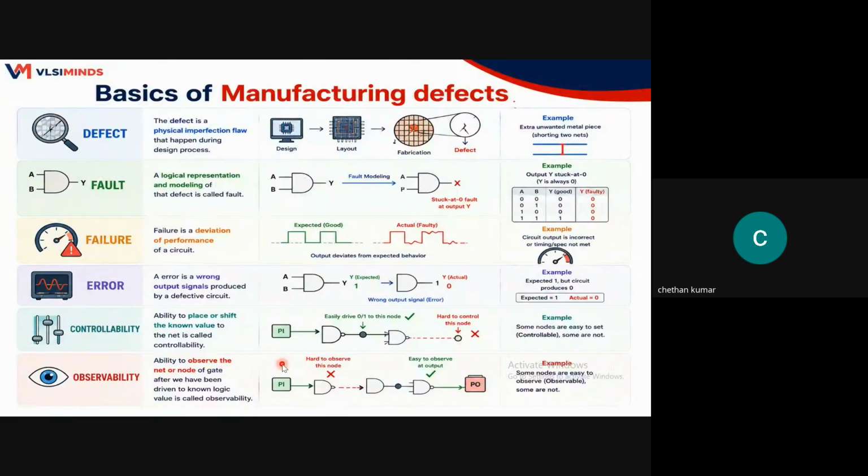DFT means each and every node or net in the design should be controllable. I should be able to place a known value on those nets and observe those values. Only then can I find out whether it is faulty or fault free. For example, there is an AND gate here somewhere. I should have the ability to force these values and observe the output. Then I can say that this AND gate is working fine. It is a simple AND gate, so I can do it easily here.